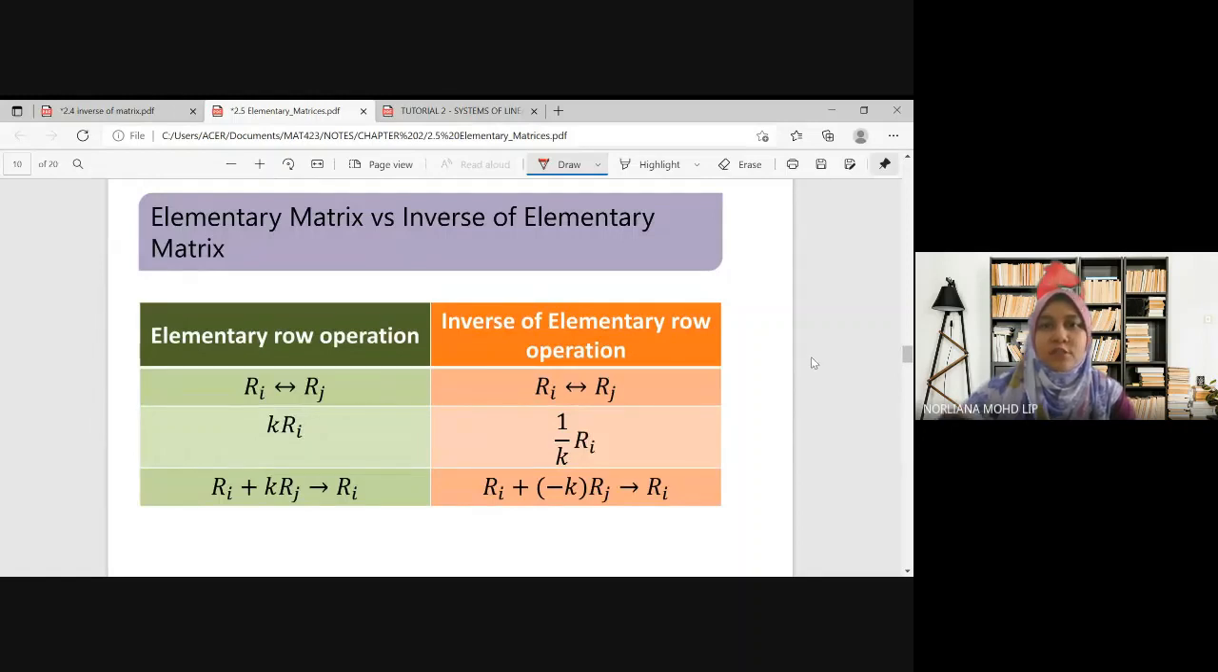To find the inverse of elementary matrix. Okay. The first operation involve interchange row. Okay, for example, we have operation row 2 interchange with row 1. Okay, so to find the inverse of elementary matrix, we use the same operation. Row 2 interchange with row 1. Guna operation yang sama lah.